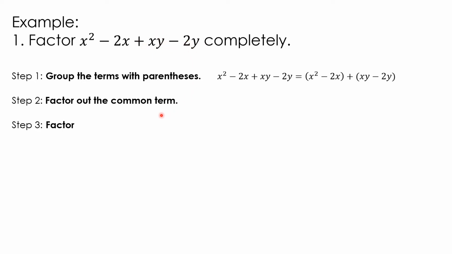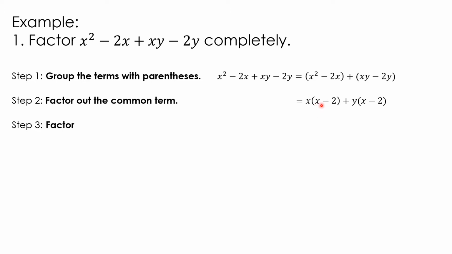Next is to factor out the common term, which for the first group is x. So x squared divided by x, the remaining is x. And negative 2x divided by x, we have now negative 2, copy the sign. And the common factor in xy minus 2y is y. You factor out y from these terms. So xy divided by y, the remaining is x. And negative 2y divided by y is negative 2.